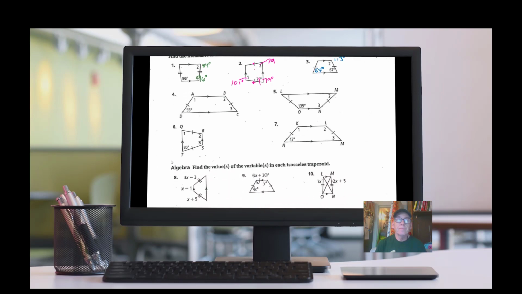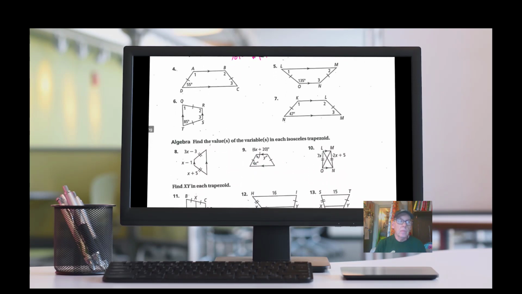Let's move up. Okay, let's see. Congruent base angles. Here's the isosceles legs. Here there are the isosceles legs. That means 3 is going to be 55 degrees. Together we have same side interior angles supplementary. 180 take away 55 is 125. And this other angle also has to be congruent. It's going to be 125 degrees also.